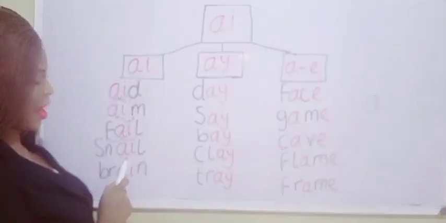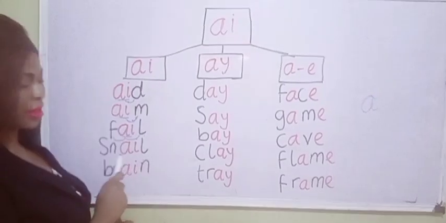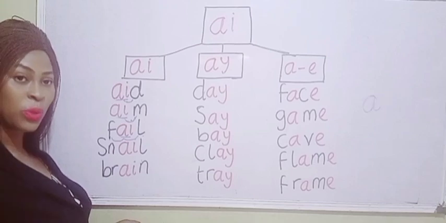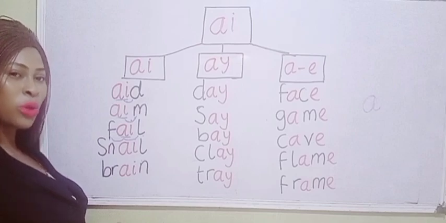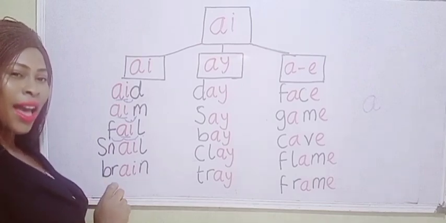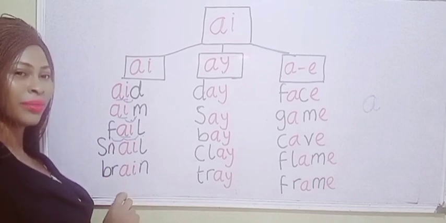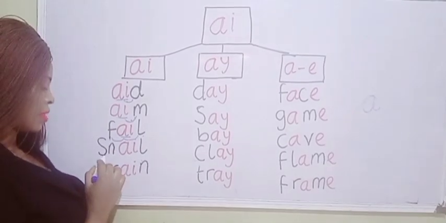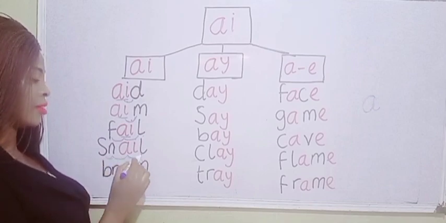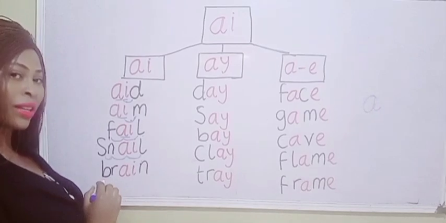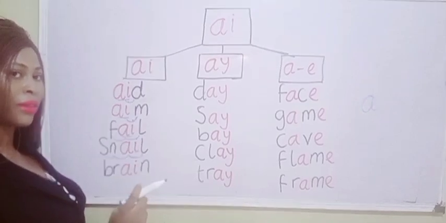S, n, ay. Here we have another kind of digraph, a consonant digraph. What you simply do is to gradually articulate the sounds. So you simply do s, n, ay, s, n, l, snail. Did you get that? Now let's do it again. S, n, l, snail.